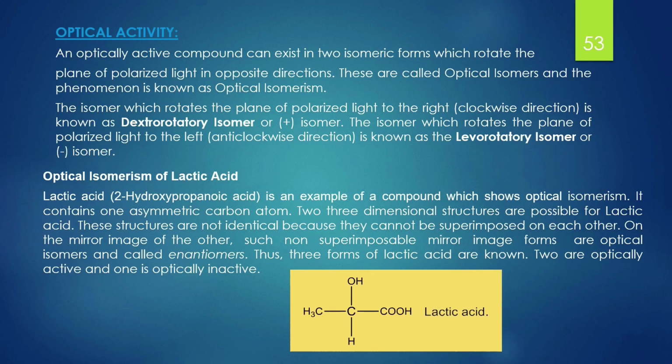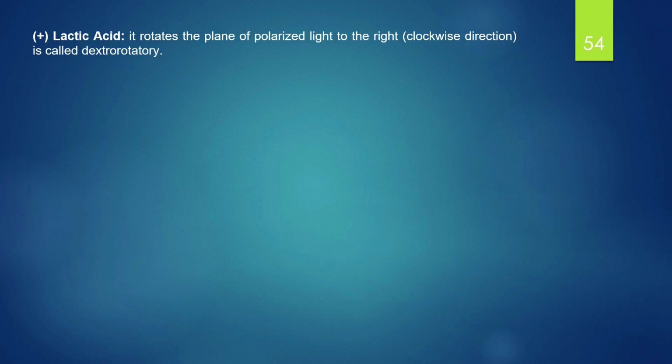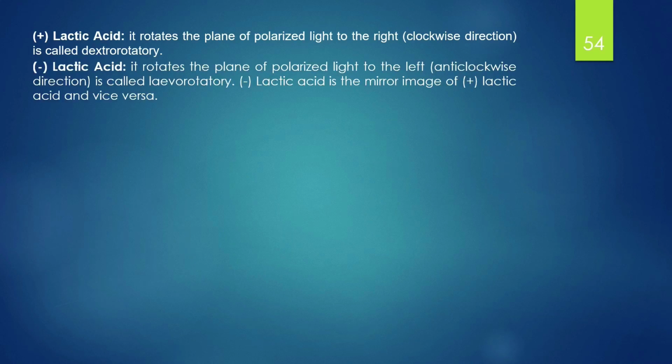Thus, three forms of lactic acid are known. Two are optically active and one is optically inactive. One isomer is plus lactic acid, which rotates the plane of polarized light to the right or clockwise direction and is dextrorotatory in nature. The minus lactic acid rotates the plane of polarized light to the left or anticlockwise direction and is called levorotatory. Minus lactic acid is the mirror image of plus lactic acid and vice versa.